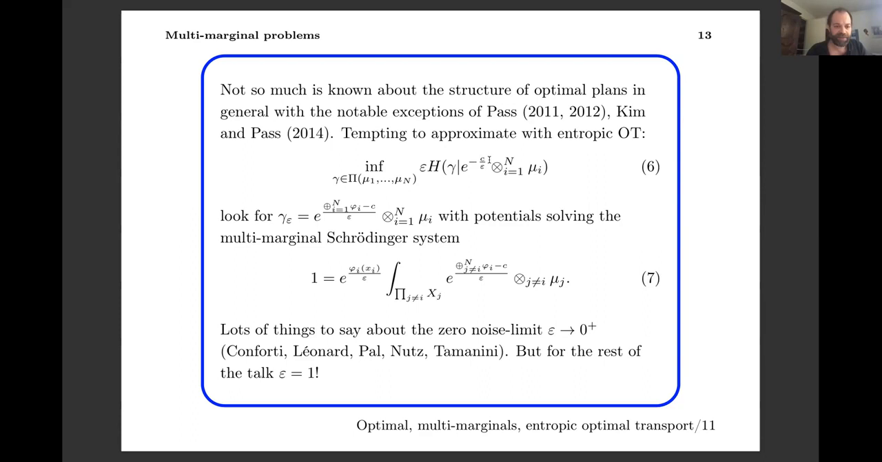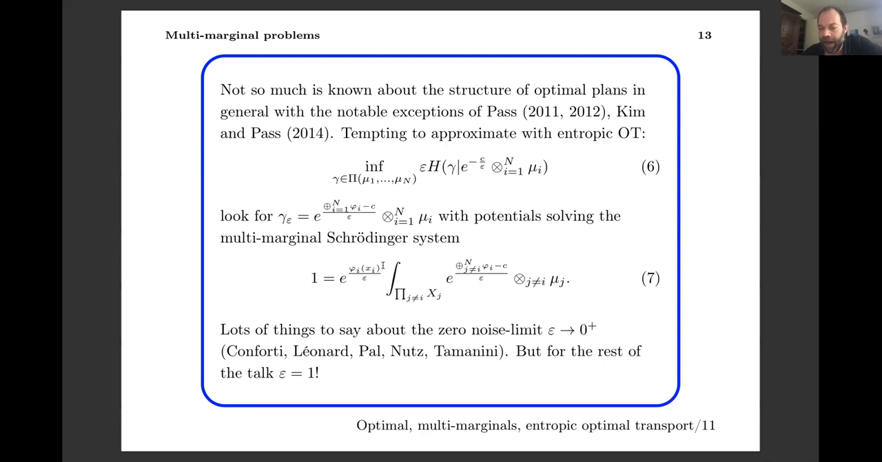You minimize this, okay? So again, formally, you can guess that the optimal plan should have a special structure. It should be the Gibbs kernel times the product measure. And now the constraint is that this has marginals mu_i, for which, if you write the gamma epsilon in exponential form as I did here, you just have to look for potentials phi_i which solve system seven, which I will call the multi-marginal Schrödinger system.